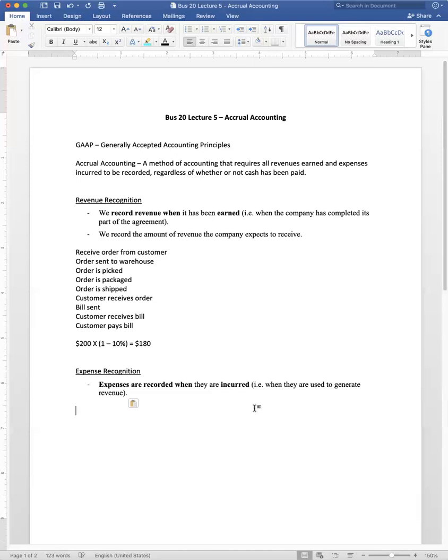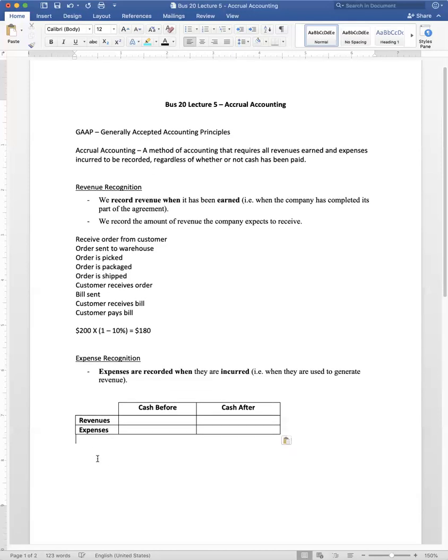So what I'd like to do in today's lecture is talk about those situations where we have revenue or expenses, but the cash is at a different time. I can summarize this in a table. We're going to talk about revenues and expenses, and in each case we can have the cash coming before the revenue or expense, or we could have the cash coming after the revenue or expense. So let's do an example with cash after revenue.